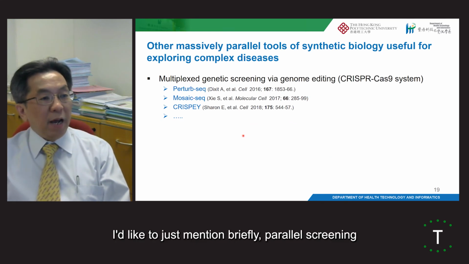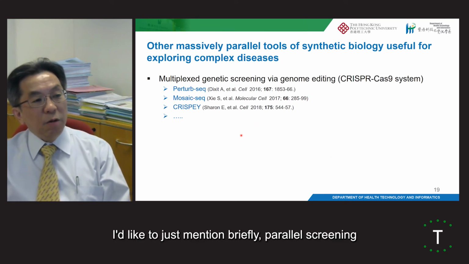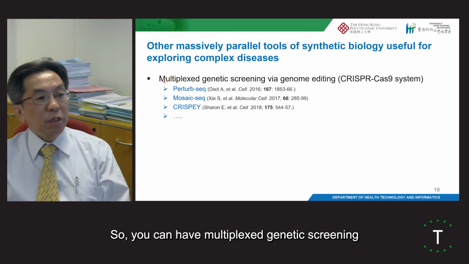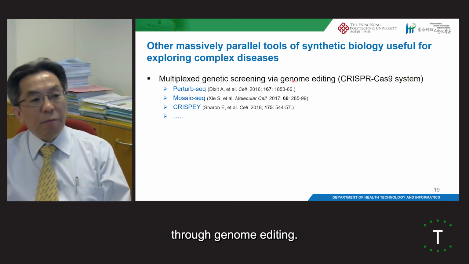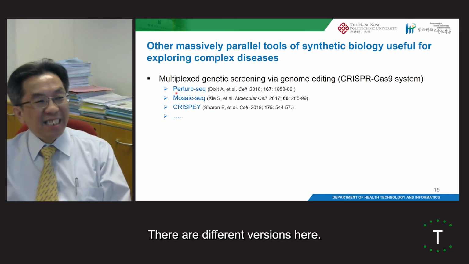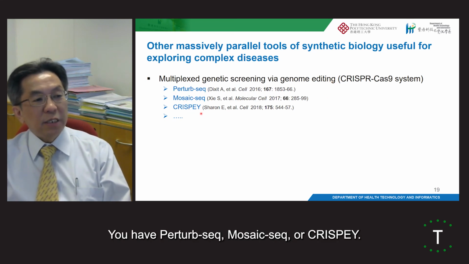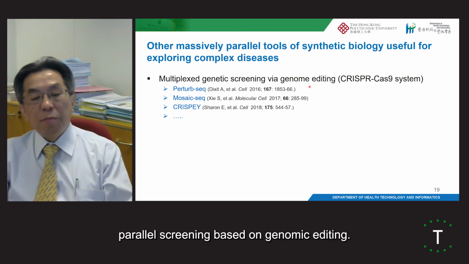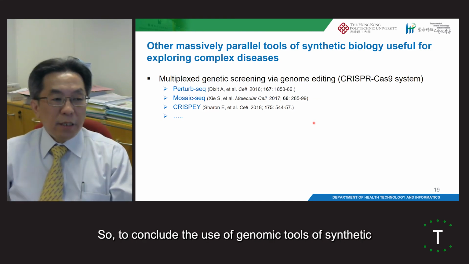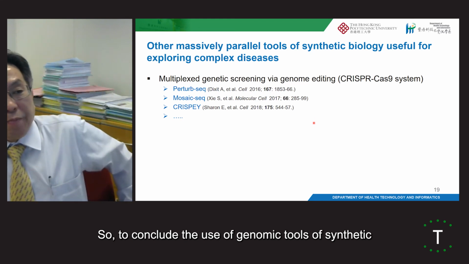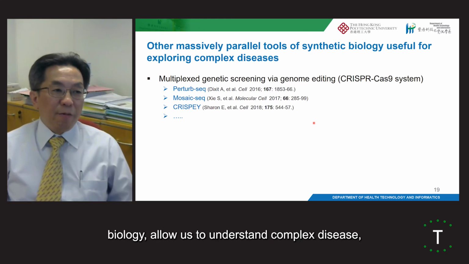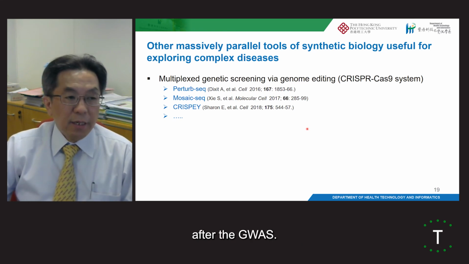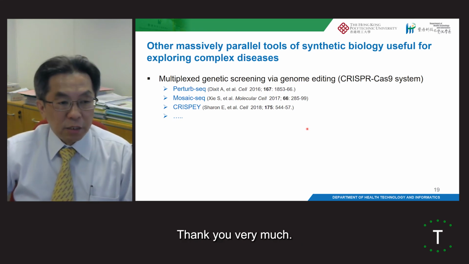Last but not least, I'd like to mention briefly that parallel screening can also be done for genome editing. So you can have multiplex genetic screening through genome editing. There are different versions here: PRIME-seq, MOSAIC-seq, or CRISPR screens. These are different examples of massively parallel genetic screening based on genome editing. To conclude, the use of genomic tools of synthetic biology allows us to understand complex disease after the GWAS. I'll stop here and take questions from the audience. Thank you very much.